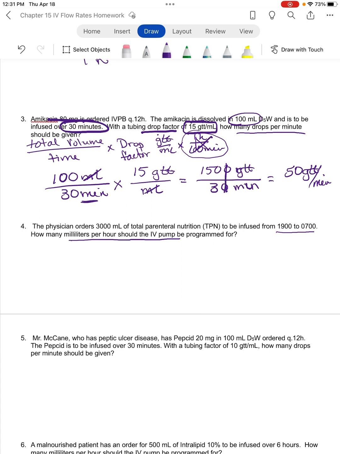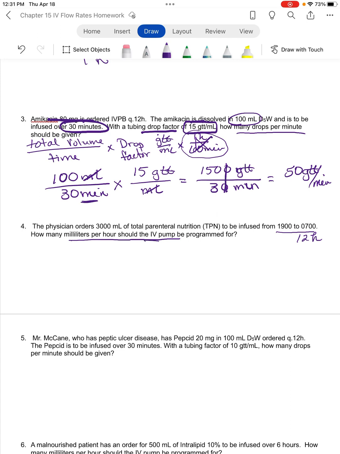So if I'm going from 1900 to 0700, personally, I just count. So 1900, so I have 2000, 2100, 2200, 2300, 2400, that's 5 hours. And then 0100, 0200, 0300, 0400, 0500 is another 5, so it's 10. 06, 07 is 2, so that's 12 hours. There's easier ways to do that, but it's 12 hours.